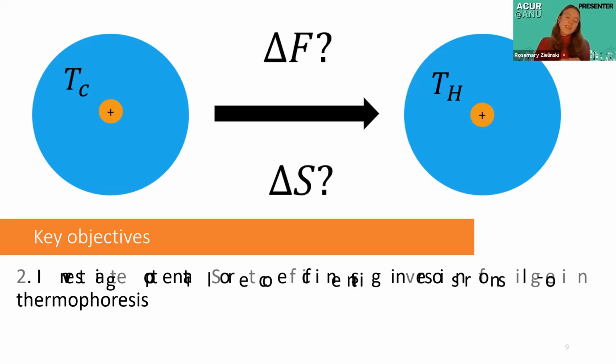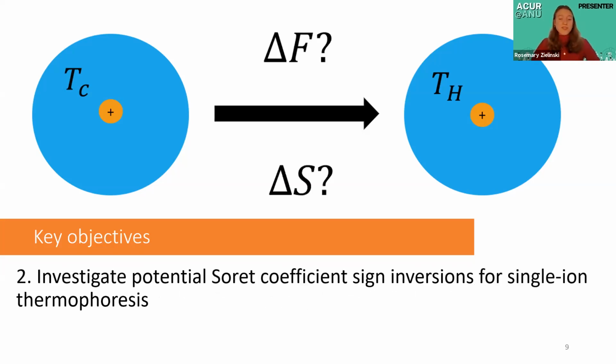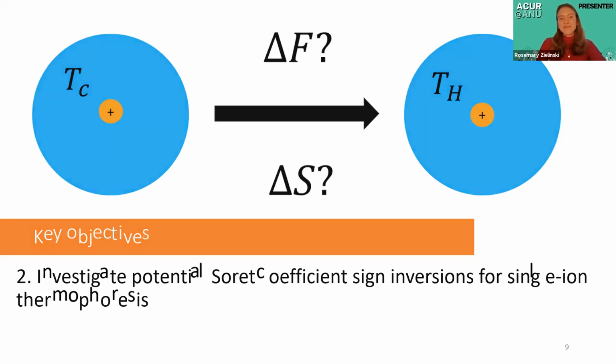Now, the second objective is to investigate potential Soret coefficient sign inversions for single ion thermophoresis. So I said before, the Soret coefficient can change sign. Now, an interesting question is whether single ions can also change their behavior depending on the average temperature. So this is something I'm looking at.